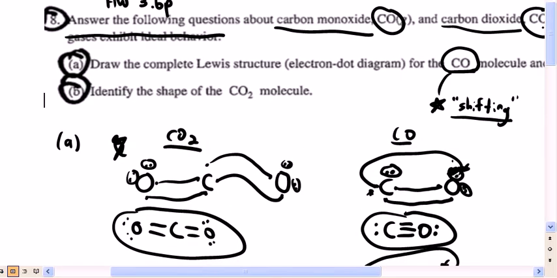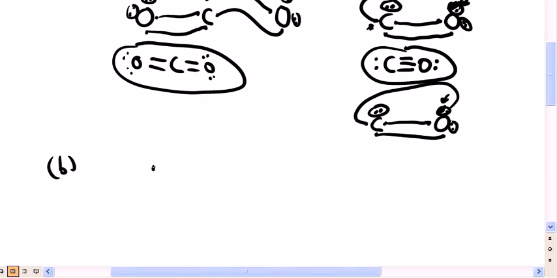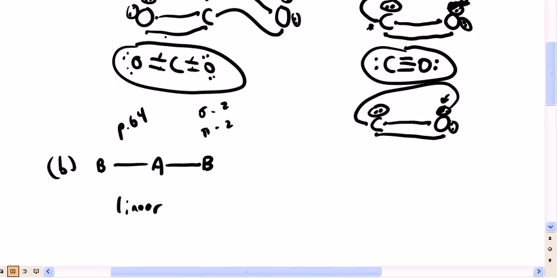In part B, it says identify the shape of the CO2 molecule. If you look on your chart, this would be this. This is on page 64, because we have one central atom and two on the outside with no lone pairs. So that's called linear. I'm going to go through a couple other things about CO2. In terms of sigma bonds, we're going to have two sigma bonds. In terms of pi bonds, we're going to have two pi bonds. And in terms of the hybridization, how many things are around this carbon? Things are letters or lone pairs. We have two letters, so that's going to be sp hybridized.